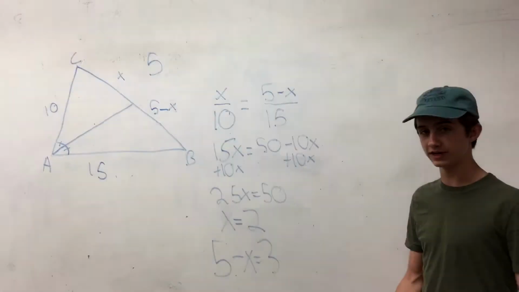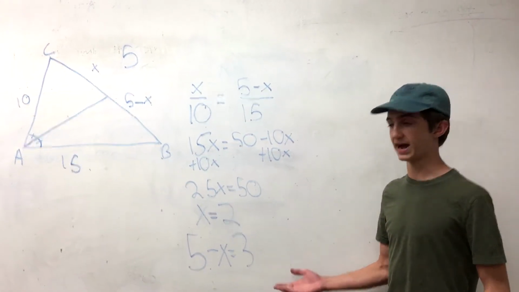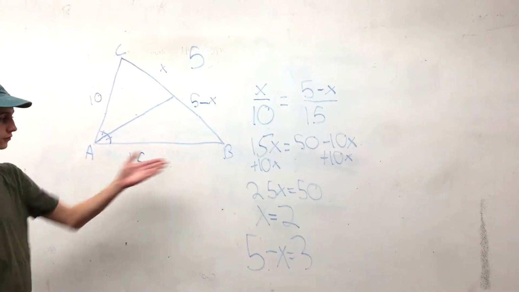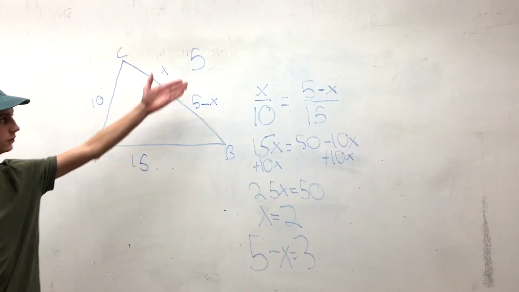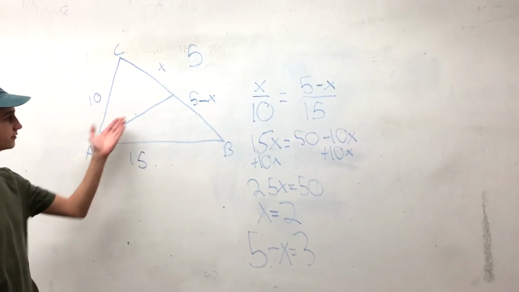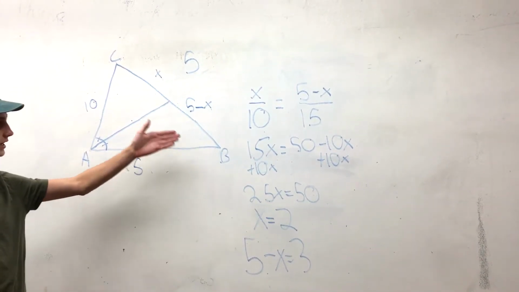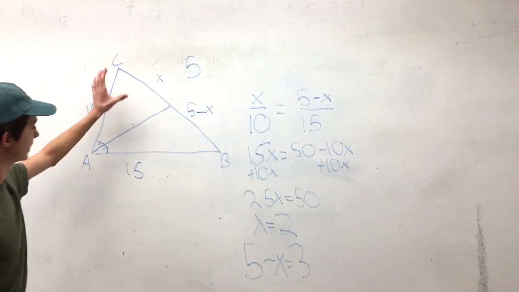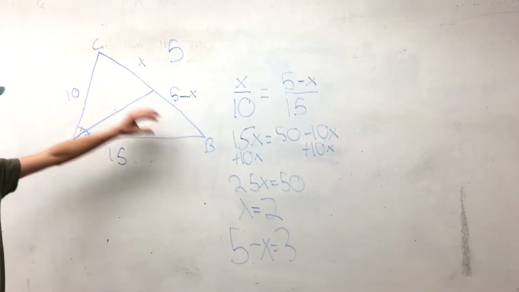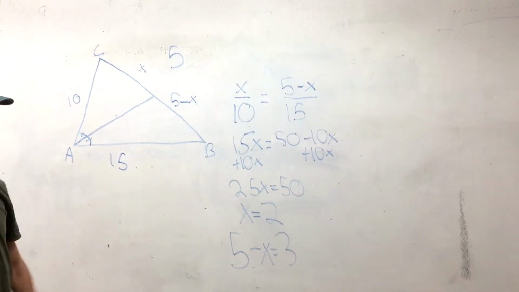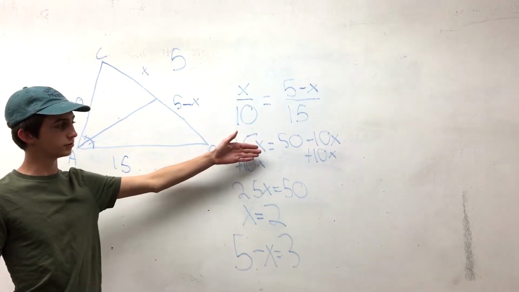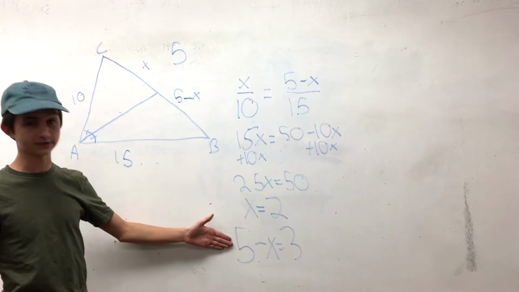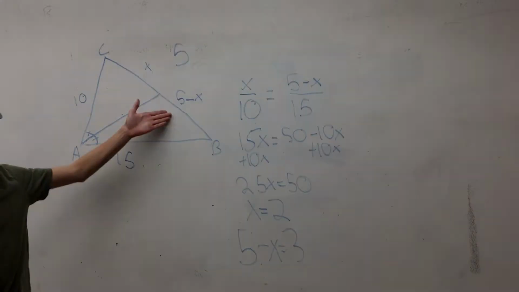Here is a specific example of the angle bisector theorem in action. As you can see, AC is equal to 10, AB is equal to 15, and CB is equal to 5. With the segments the angle bisector separates CB into equaling x and 5 minus x. By setting the ratios of the segments the angle bisector divides the opposite side into and the other two sides of the triangle equal to one another, cross-multiplying and then simplifying, we can find that x equals 2 and 5 minus x equals 3, the length of the two segments.